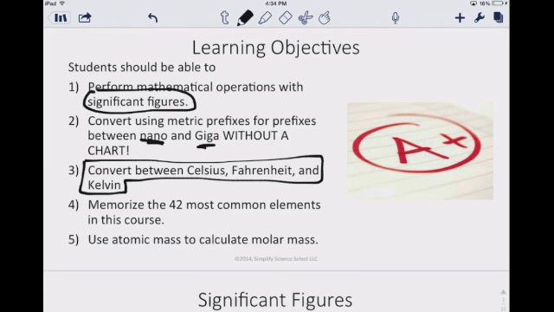Number four, we're going to memorize the 42 common elements in this course. So we're going to look at 42 elements that's really helpful for us to know. 42 elements that I expect you to know and know the place on the periodic table very well. And then number five, use atomic mass to calculate molar mass.